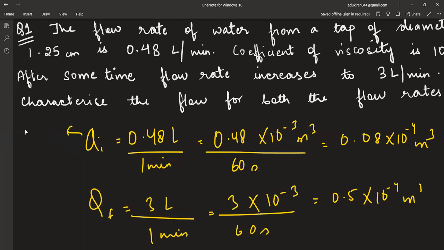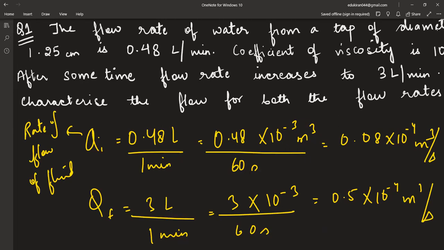This Q is the rate of flow of fluid, so volume per time. But we have to write it in SI units, so this will be meter cube per second.